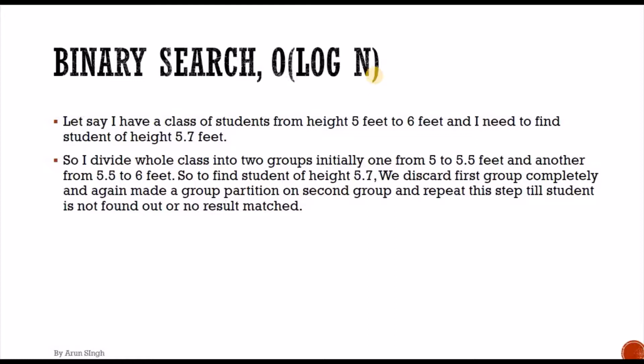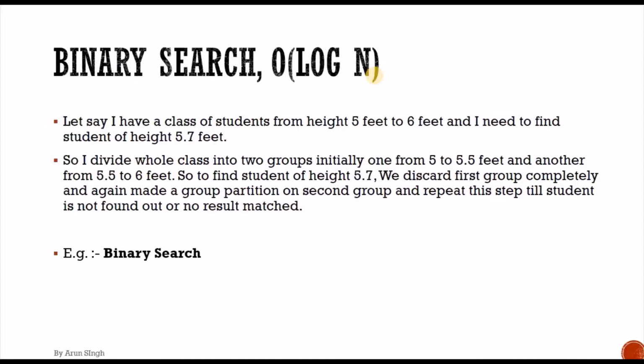Whenever I am discarding a half group and analyzing only the other half, that means I am in a complexity of log n, and that is called binary search. I again repeat, I have n students and I am searching for a 5.7 height within the range of 5 to 6 feet. I have divided that group from 5 feet to 5.5 and 5.5 to 6. My 5.7 would lie in the other half, so I am discarding the half directly. That means each time I am iterating and discarding half of the group, so my complexity is log n. I am not talking to each student of the class.